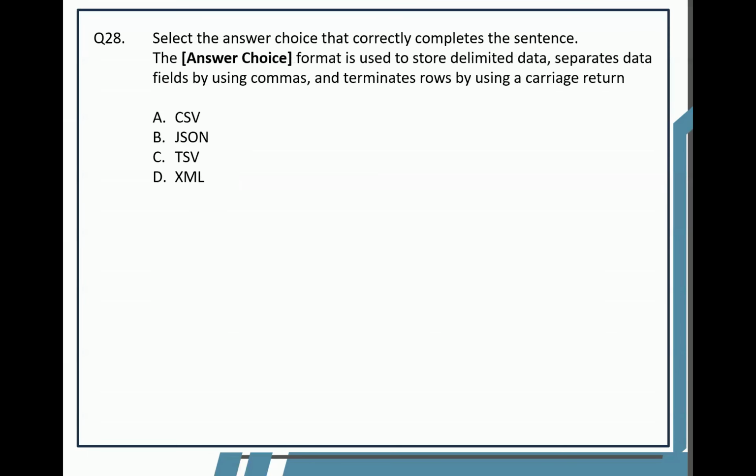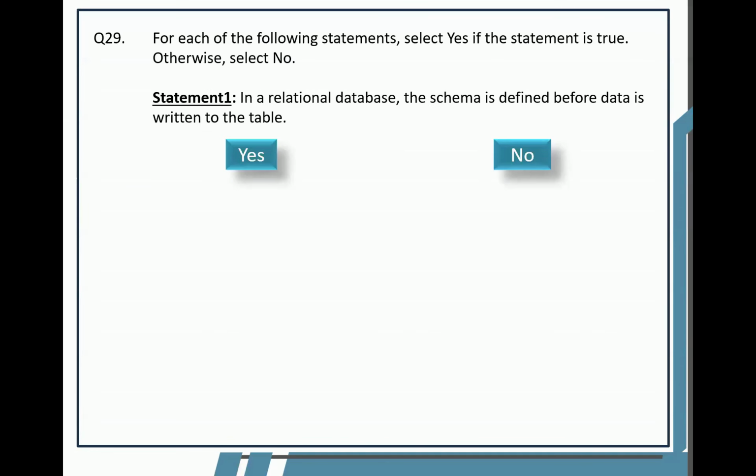Now in question 28, we are looking for a format that stores delimited data, uses commas as separators, and uses carriage returns, which are new lines, to end rows. CSV, comma separated values, is the right choice here. JSON stores structured data as key value pairs. TSV is similar to CSV but uses tabs instead of commas, and XML stores hierarchical data with tags.